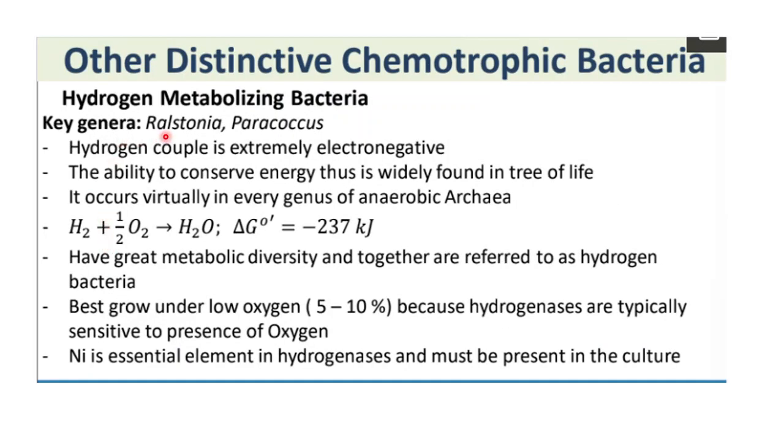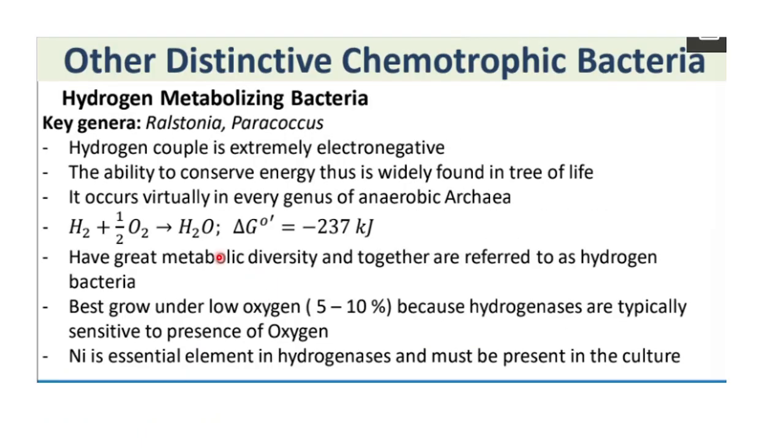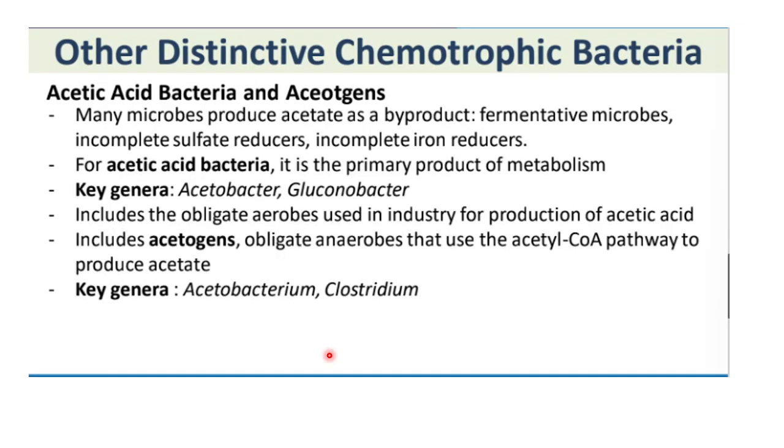Then next we are talking about hydrogen metabolizing bacteria. One of the key points of the hydrogen metabolizing bacteria is that nickel is an essential element in hydrogenases and must be present in the culture. So this also matches with this option. Nickel is required for hydrogen oxidizing bacteria. They have great metabolic diversity, and they are also referred to as hydrogen bacteria. They grow best under low oxygen, that is 5 to 10%, because hydrogenases are typically sensitive to the presence of oxygen.